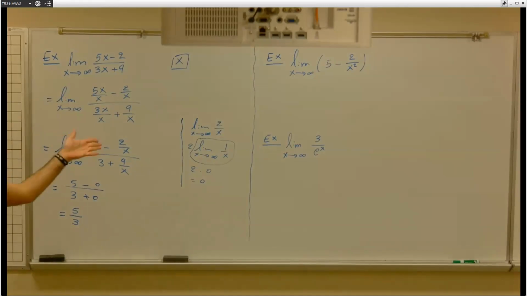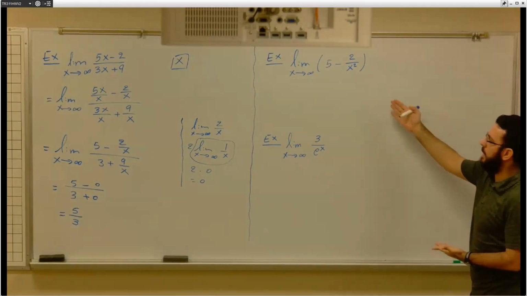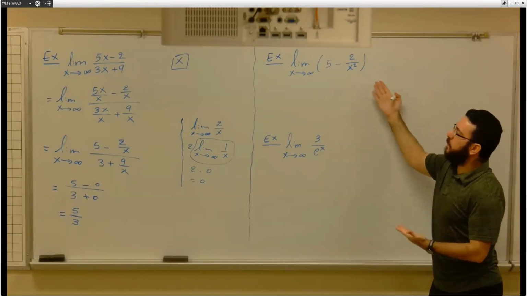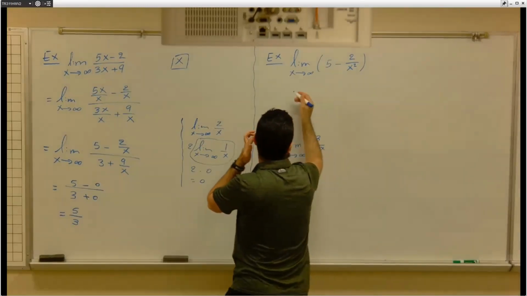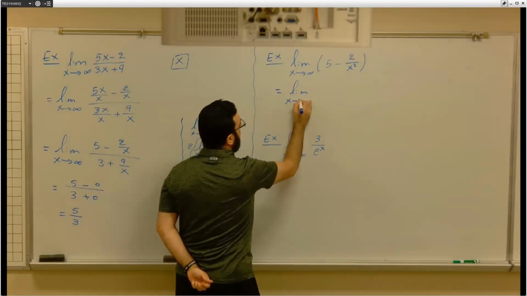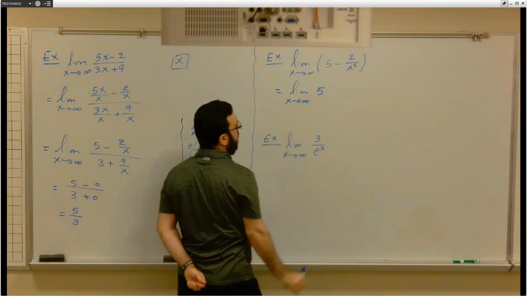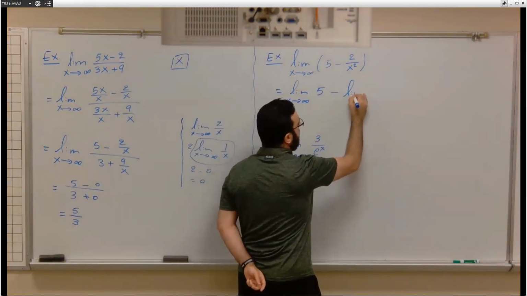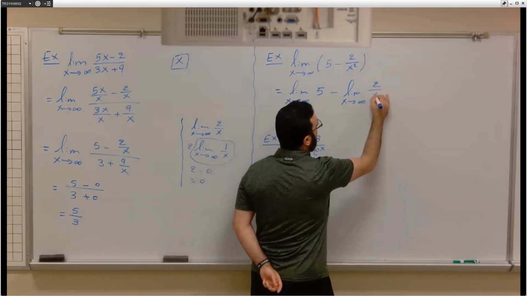Can we do the same thing with the next example? On the next example, we don't have to divide by x squared, because you don't have to combine these together. It's already there, everything exists here. It looks like you're doing, okay, the limit when x approaches infinity of 5, like distributing the limit, minus the limit when x approaches infinity of 2 over x squared.